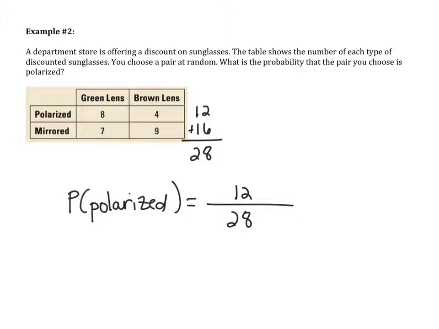I'm going to write it as a percent. So 12 divided by 28 is about 42.86%. So I just took 12 divided by 28 in my calculator, moved the decimal point 2 places to the right, and again, I got about 42.86%.